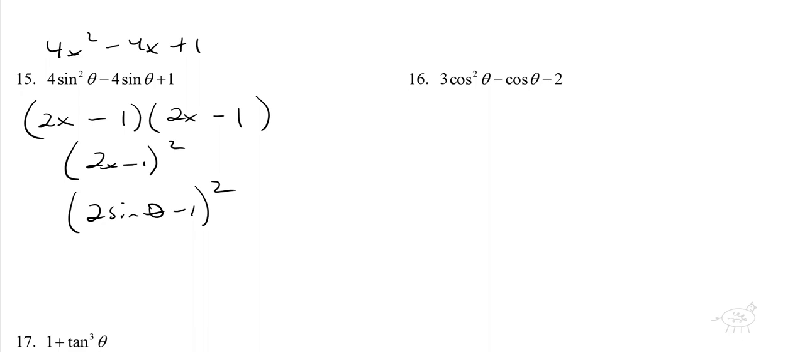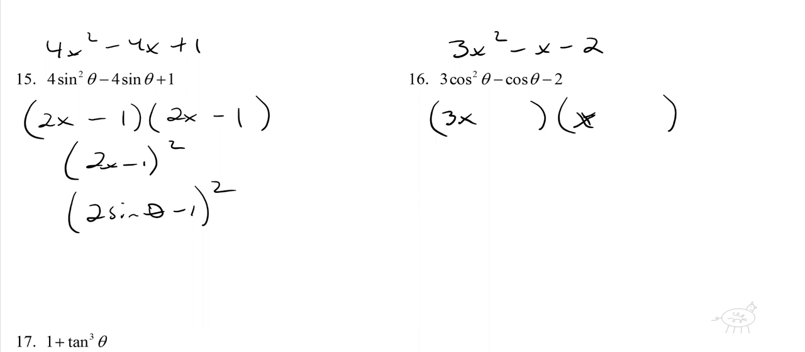Okay, so number 16, it's kind of the same idea. It's basically 3x squared minus x minus 2. So you're putting your two sets of parentheses in here. I mean, you guys should know how to factor. I hope you do, okay? But certainly that's going to be a 3x and an x. Okay? And so 3x and x.